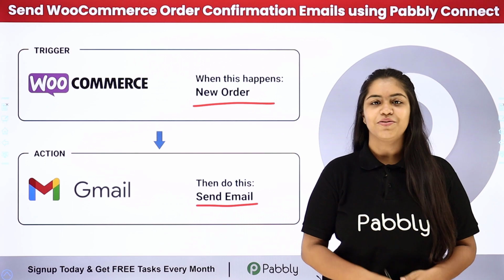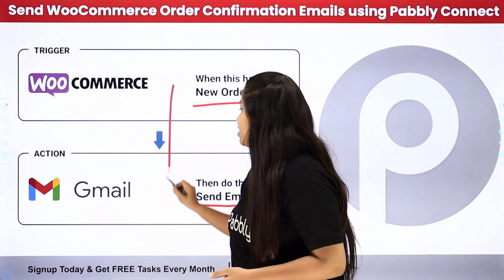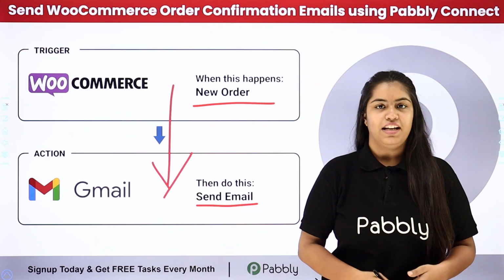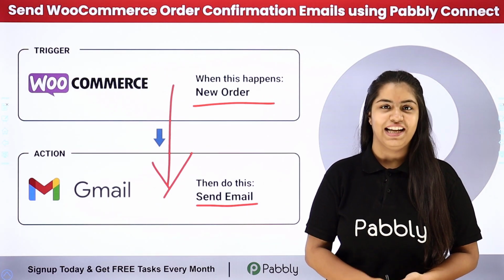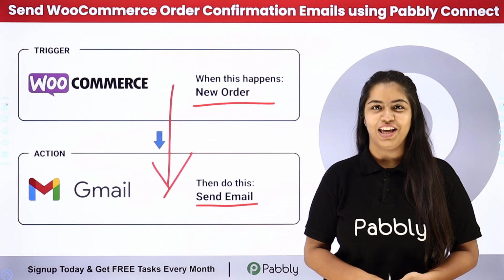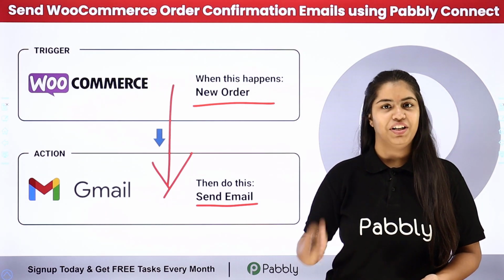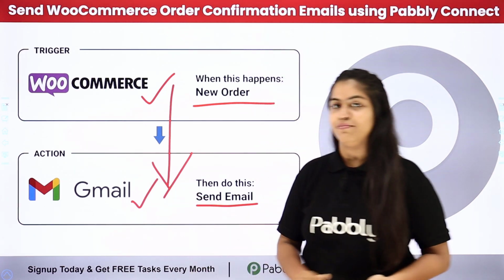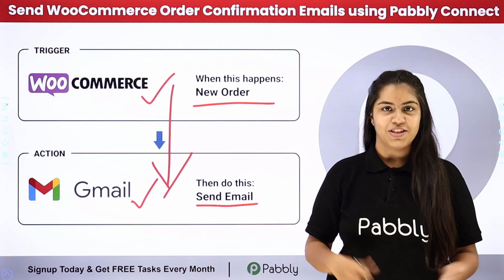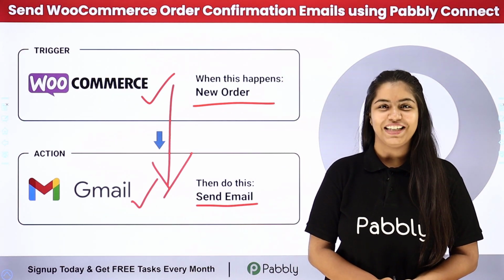To do this, we are going to create a connection between WooCommerce and Gmail. To create this connection without knowing any programming or coding language, we are going to use Pabbly Connect. It is an amazing automation software. So in Pabbly, we have the concept of trigger and action. For trigger, we are going to use WooCommerce, and for action, we are using Gmail. So if you also wish to learn this process step by step, follow me through the screen.